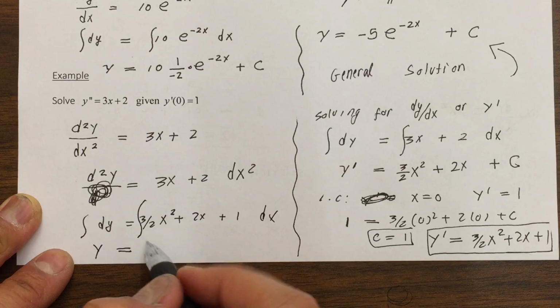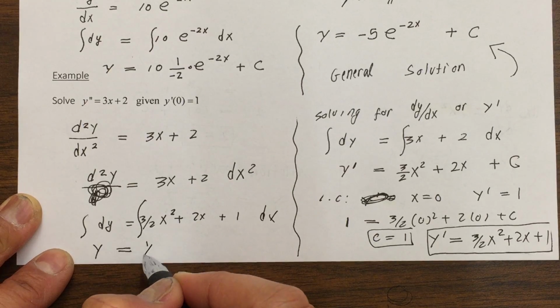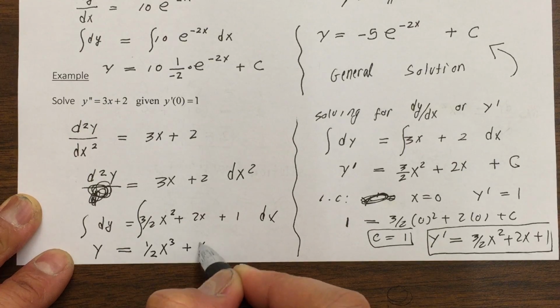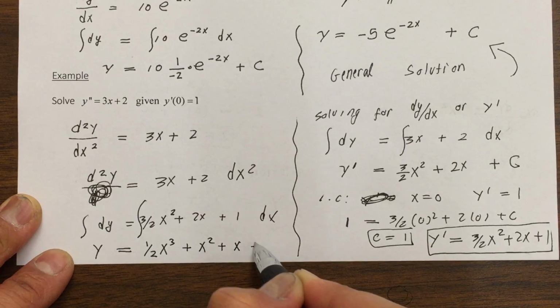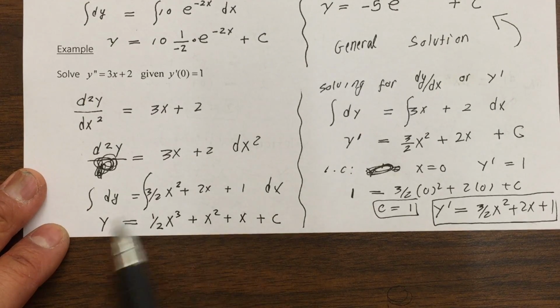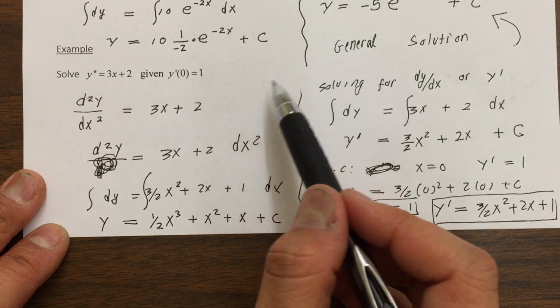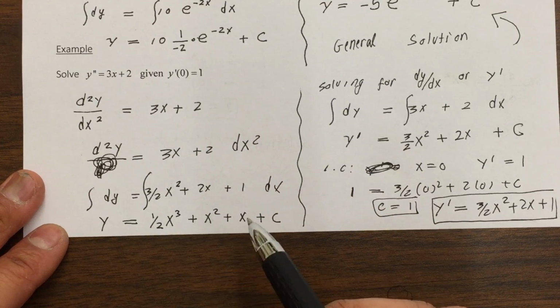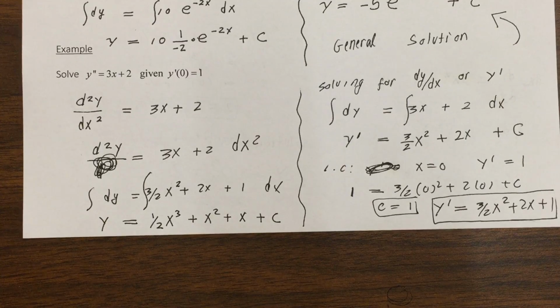So this would become 3 over 6, and that would be 1/2. This would be x squared, and this would be x, and then plus c. Now this is my general solution, and that's the best I can do because I can't fill in the c. I don't have another set of conditions to help me find out what c is to finish the problem. So that's the best I can do. All right.